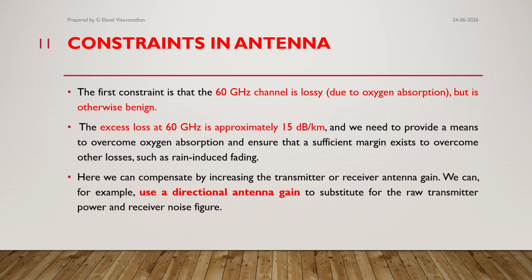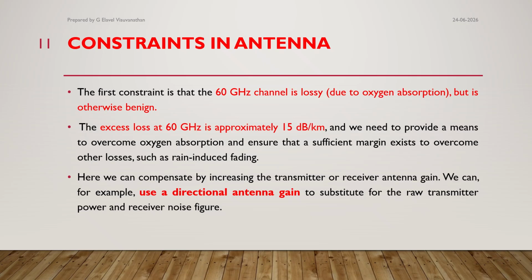So the excess loss at 60 gigahertz is approximately 15 decibels per kilometer. These losses are going to be considered, and we need to provide a means to overcome oxygen absorption and ensure sufficient margin exists to overcome other losses, such as rain-induced fading. We should not think about a single point, we should think about multiple points. Loss plays a major role. Loss will occur from different points of view, in different ways.